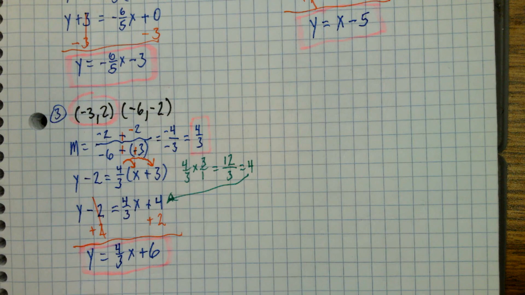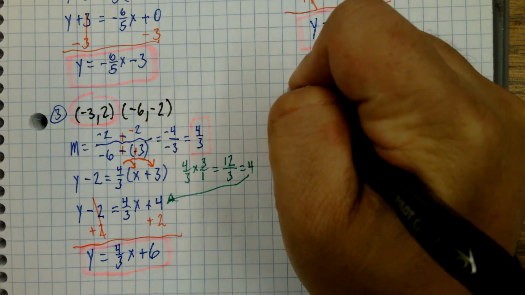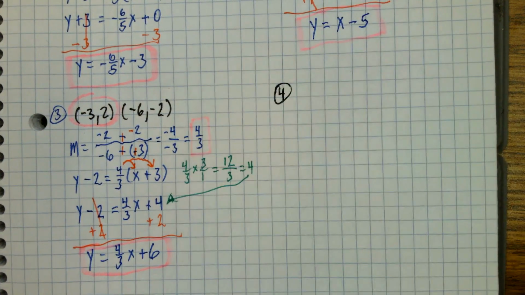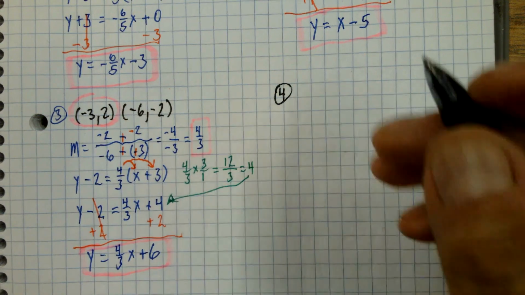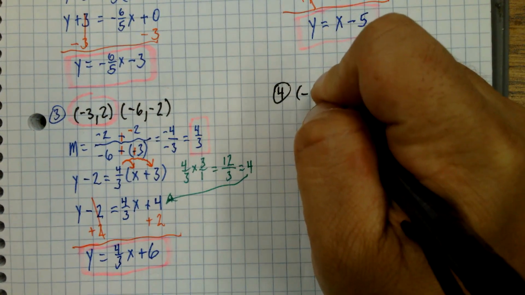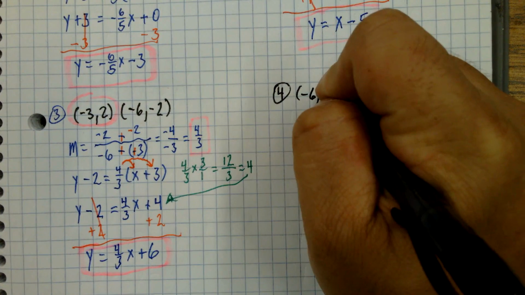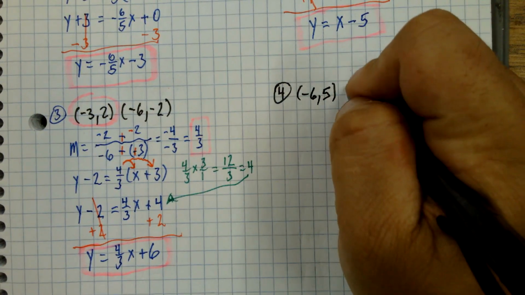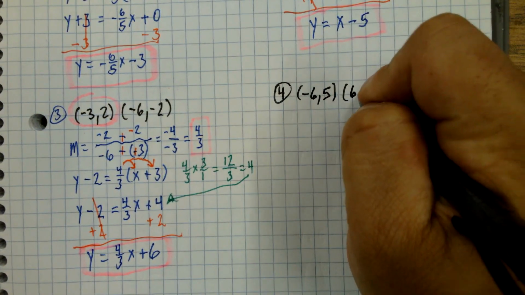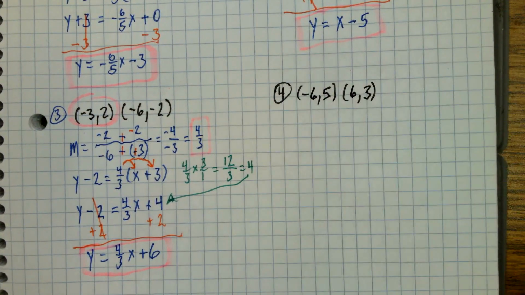And then we have one more where we'll have a fraction, and then we're going to learn about a couple of special cases. So let's go ahead and try the next one. -6/5 and 6/3. Okay, let's go ahead and do this one.